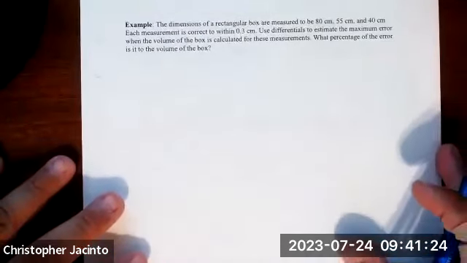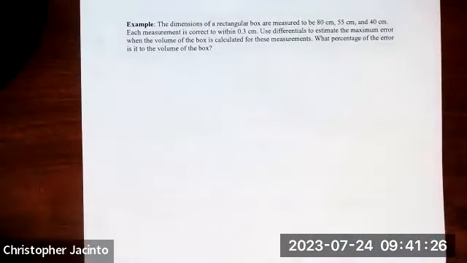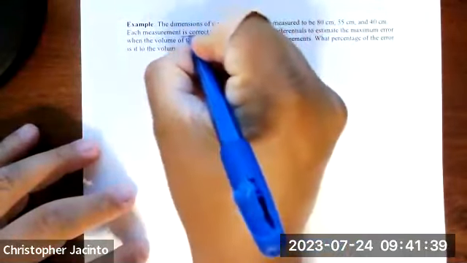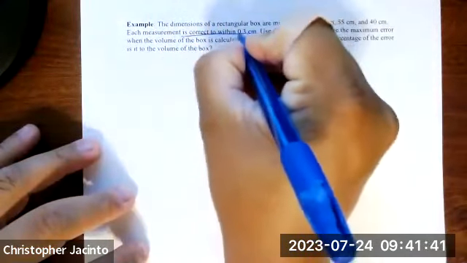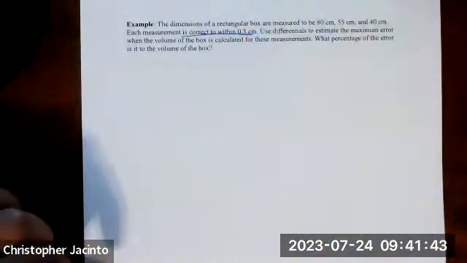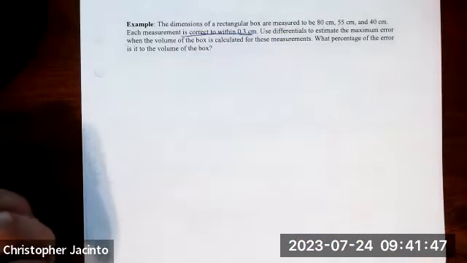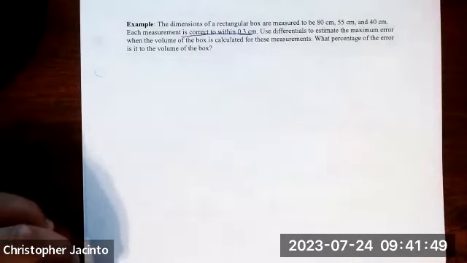So let's try another one. Everybody's favorite, boxes, right? The dimensions of a rectangular box are measured to be 80 centimeters, 55 centimeters, and 40 centimeters. Each measurement is correct to within 0.3 centimeters. So we're going to know this is going to be our D something here. Use differentials to estimate the maximum error when the volume of the box is calculated for these measurements. What percentage of the error is it in the volume in general?